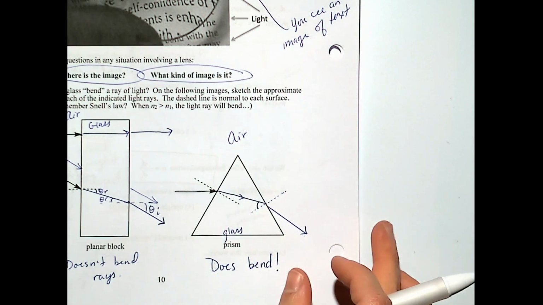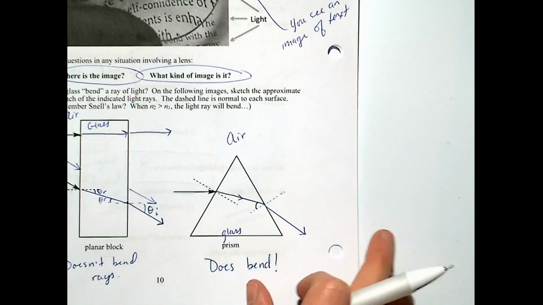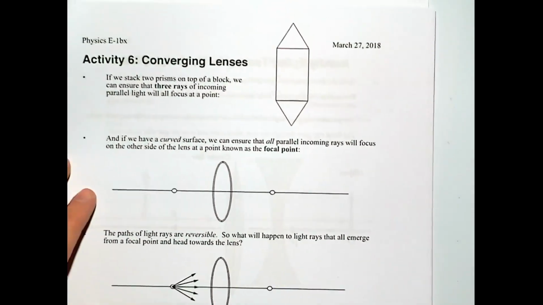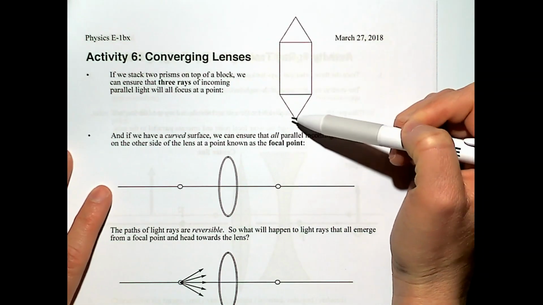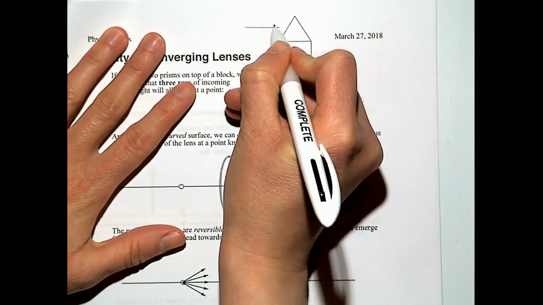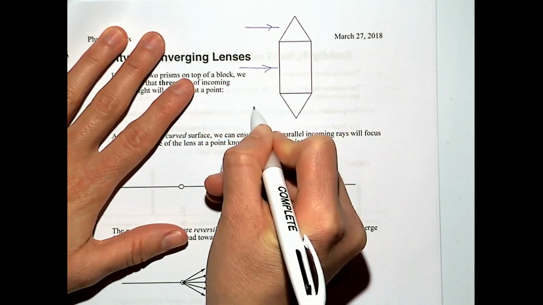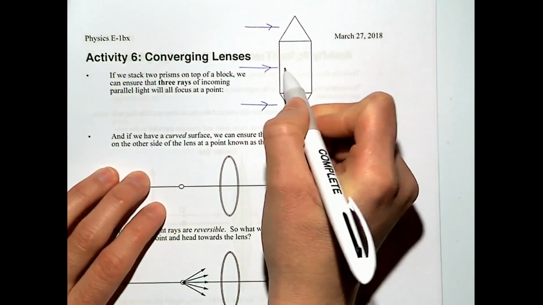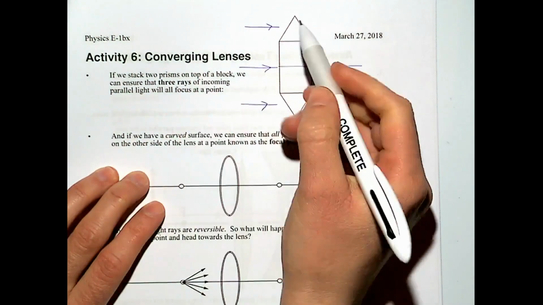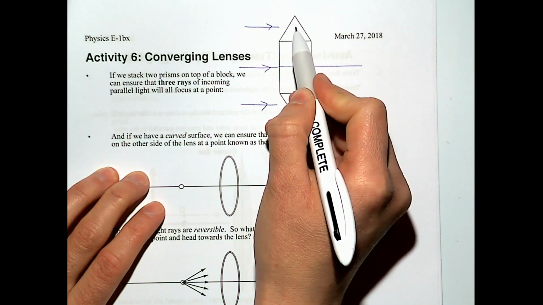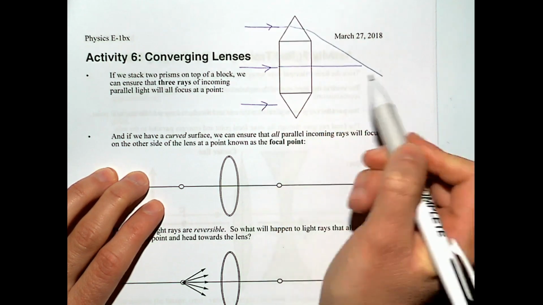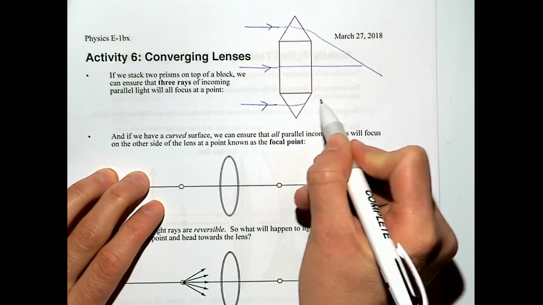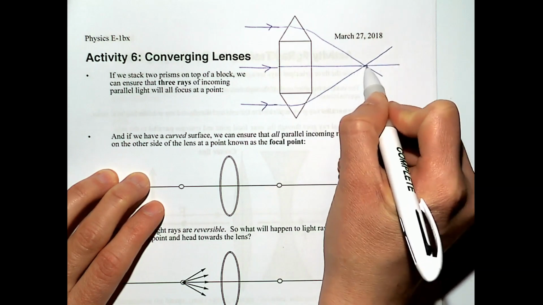Okay, so how do you actually make a lens? So let's talk about a converging lens. You can start to get a converging lens by just taking a planar block and putting two prisms on the top and bottom. So if I have 3 parallel rays coming in to this thing, what will happen to them? The central one will just go straight through. What will happen to the one on the top? Yeah, it's going to come in, it's going to bend, and then bend again. And this one's going to come in, bend, and bend again. And these 3 rays will focus right here.